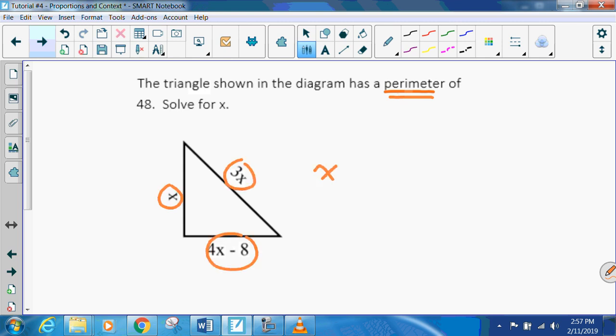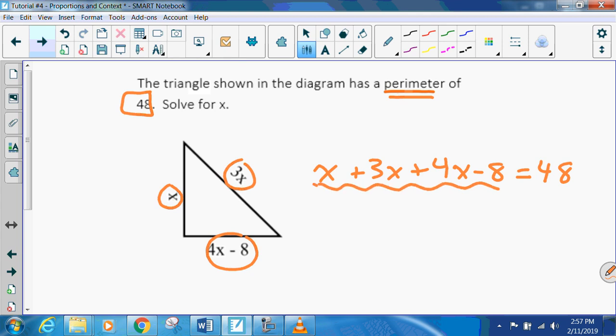So I'm going to write them down. x plus 3x plus 4x minus 8. So all three sides added together is equal to the perimeter, and the perimeter is 48. So we'll put a 48 on the other side. We're going to gather like terms. Remember our DC-GAM, right? Distribute, combine like terms. Let's see, DC-GAM. Get the x on the same side, and then the two-step was left.